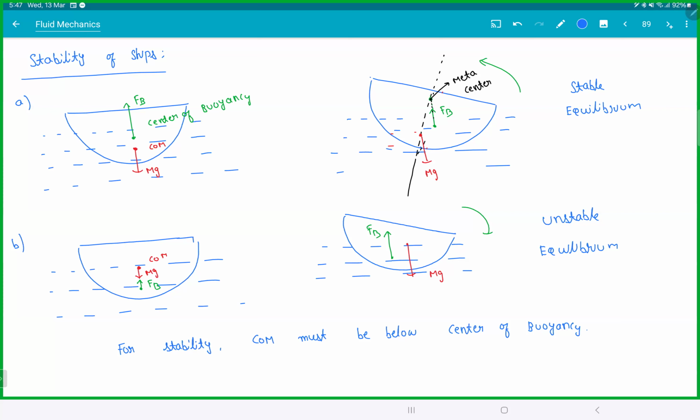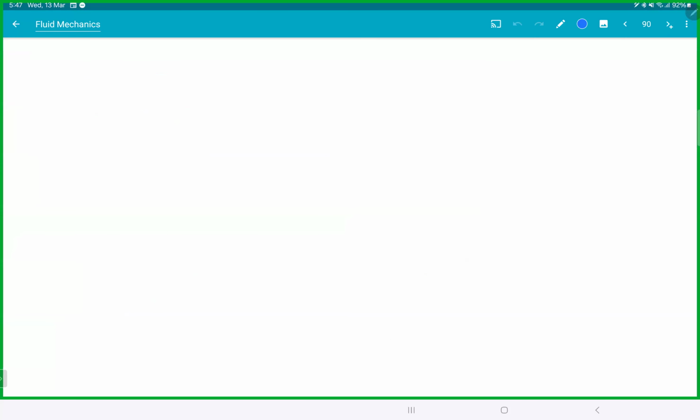Next thing. Can I turn the page? So till now, right, what we dealt with was fluid statics. That means the liquid never flowed. The second part is fluid dynamics. So in fluid dynamics, right, we study fluids in motion.